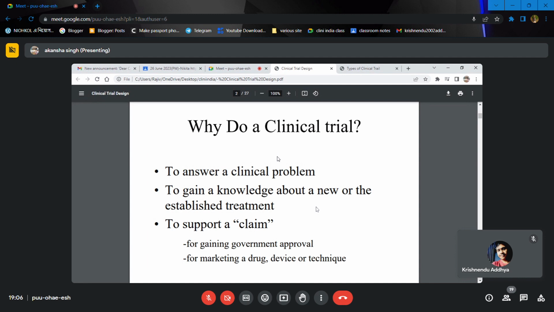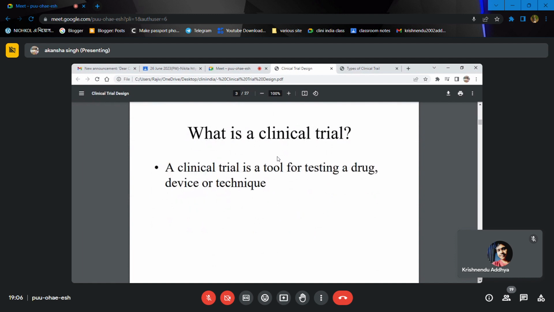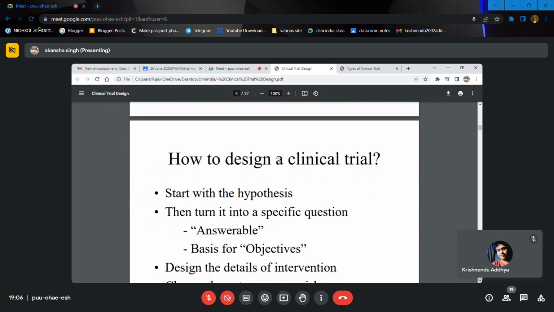So to get the answer, we conduct a clinical trial. To gain knowledge about a new or established treatment, to support a claim. If any company is claiming that this drug is helping in a particular disease, or this device is very much evolved, very advanced, to prove that, we have to get data for that. Prove the claim. So we have to do a clinical trial. Now, what is a trial? It is a tool for testing a drug, device, or technique, whether it is effective, whether it is safe enough or not. Right? Now, how to design a clinical trial?